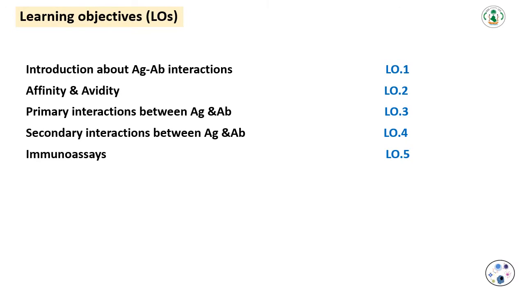Learning objectives: introduction about antigen and antibody interactions. We will explain the terms affinity and avidity, primary interactions between antigen and antibody, secondary interactions between antigen and antibody, and we will mention some types of immunoassays.